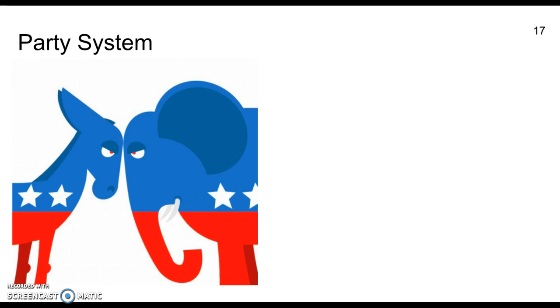The Democrats are often shown as a red donkey, while the Republicans are shown as a blue elephant. Sometimes, like here, the animals are colored like the American flag. So we have a two-party system.